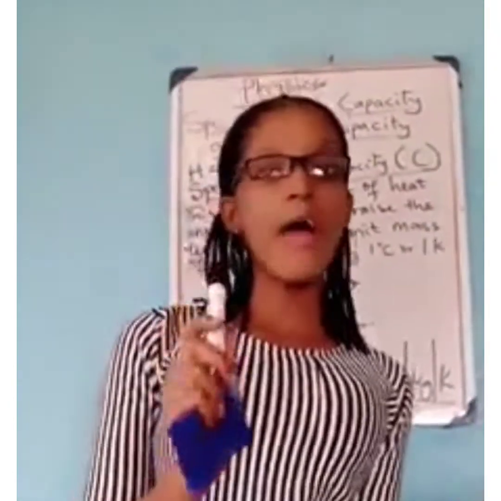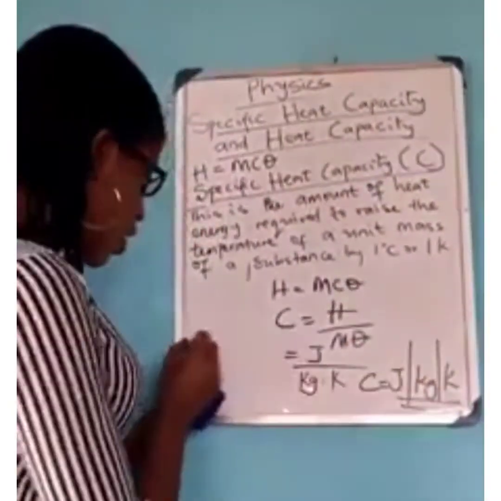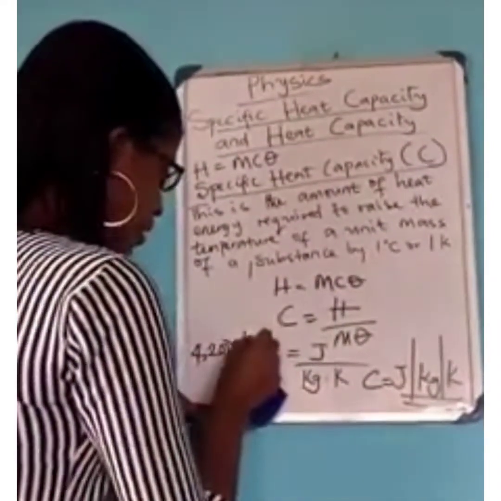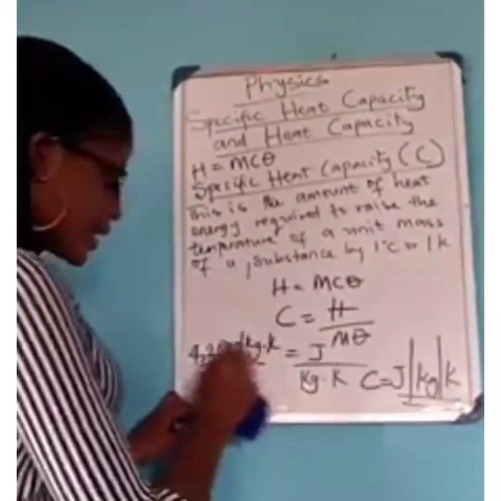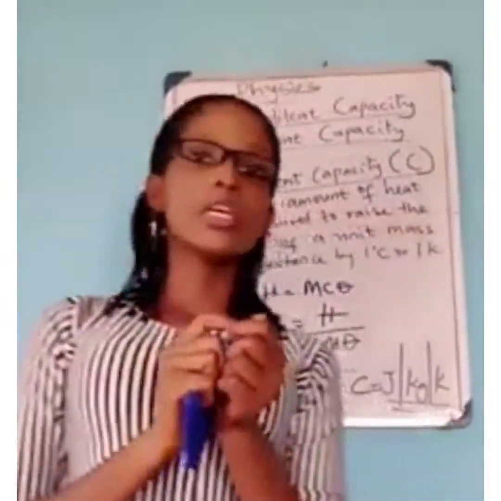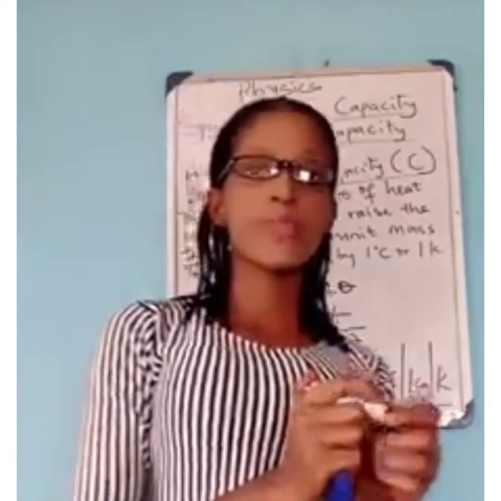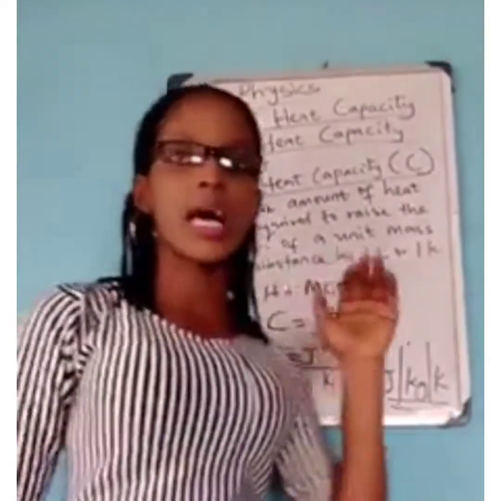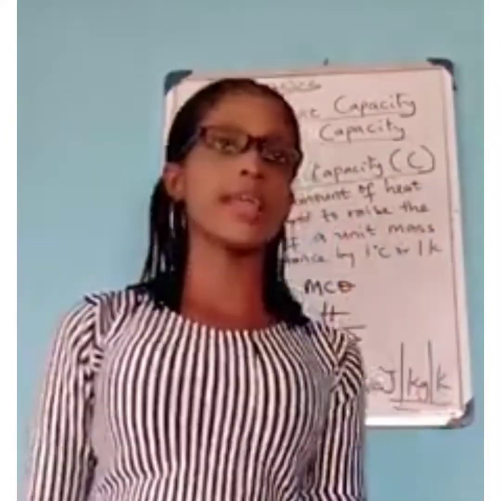Water has a very high specific heat capacity of 4,200 joule per kilogram per Kelvin. You can have this offhand. That is the reason why we mostly use water as a temperature regulator, because it takes a very high amount of heat energy for water to have a temperature rise.